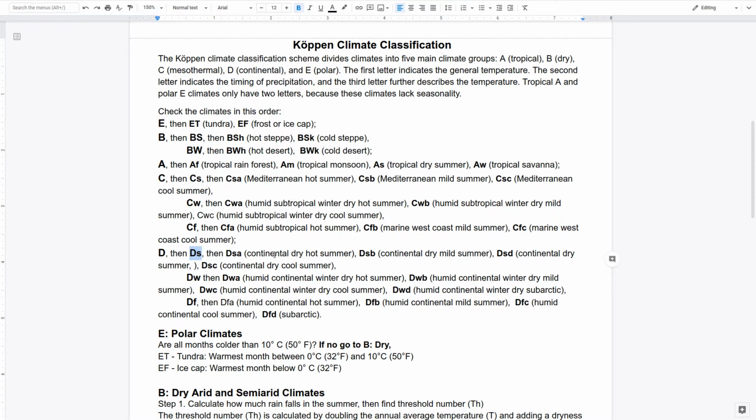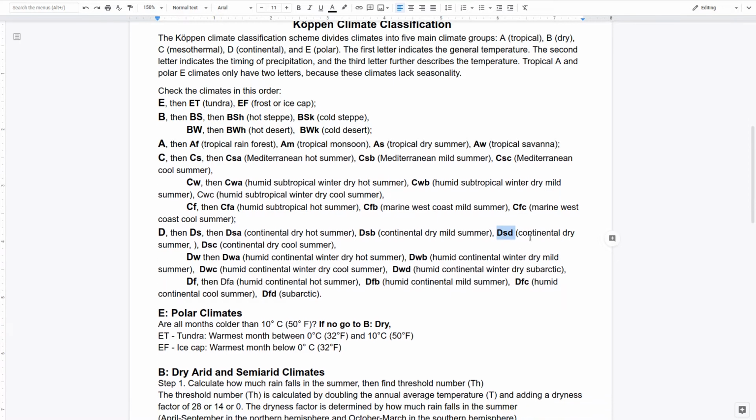If it is, then you check continental dry hot summer, continental dry mild summer, continental dry cool summer. Yeah, there's only a handful. The D is extra special, and I'll talk about that in a bit. That's where I got tripped up because I saw the D. DSC, continental dry cool summer. If it's not a summer dry, then is it a DW winter dry? Then you have to go through the order DWA, DWB, DWC, DWD. If it's a DF, then DFA, DFB, DFC, DFD.